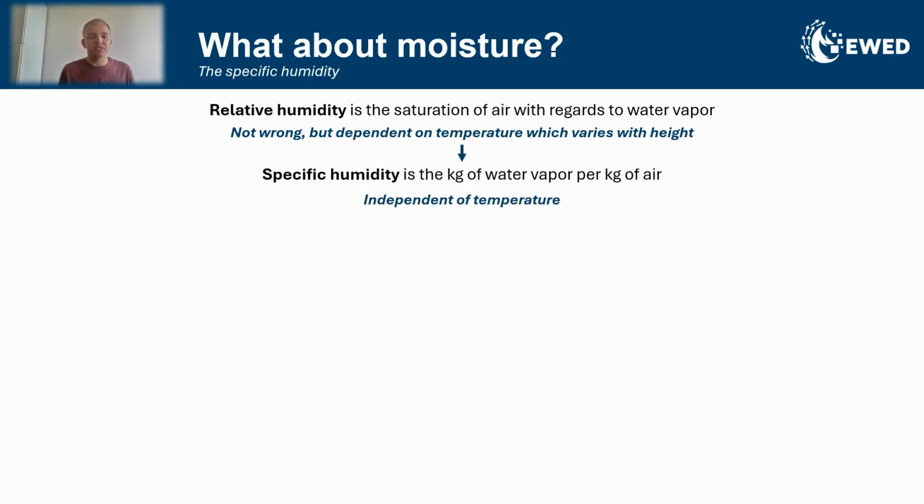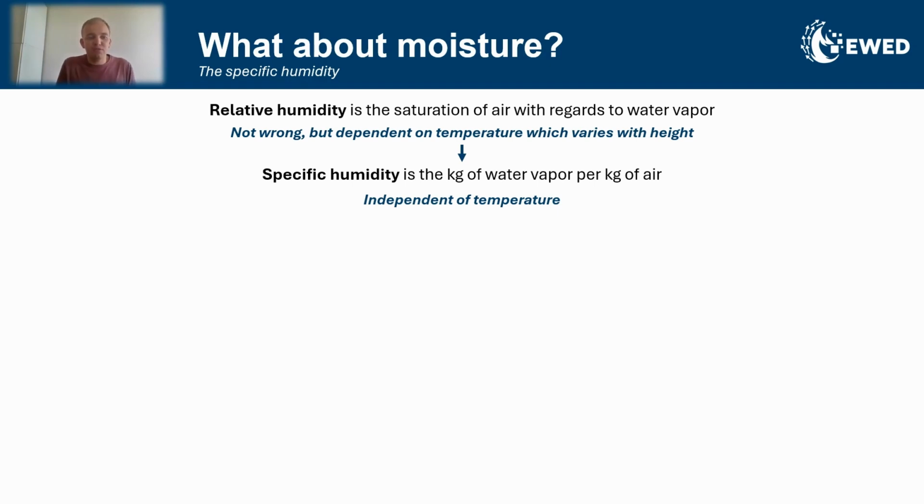So the relative humidity will also vary with height. A solution to this is the specific humidity, which is a conserved variable that expresses the amount of water vapor per amount of air, often expressed as kilograms of water vapor per kilogram of air. And as you can hear from the definition, this is completely independent of temperature, because temperature does not influence the amount of kilograms of air, neither does it influence the amount of kilograms of water vapor.